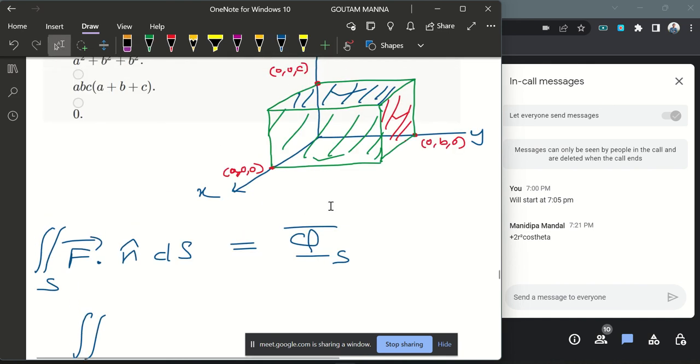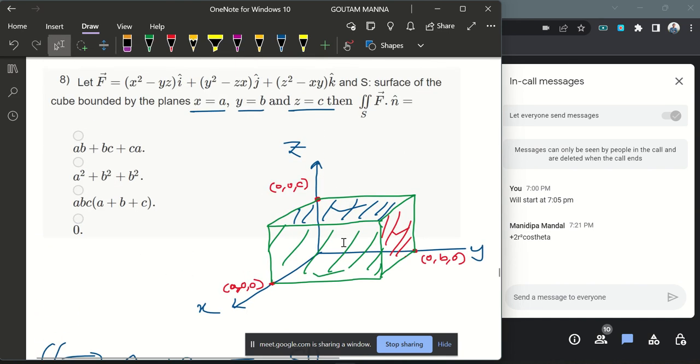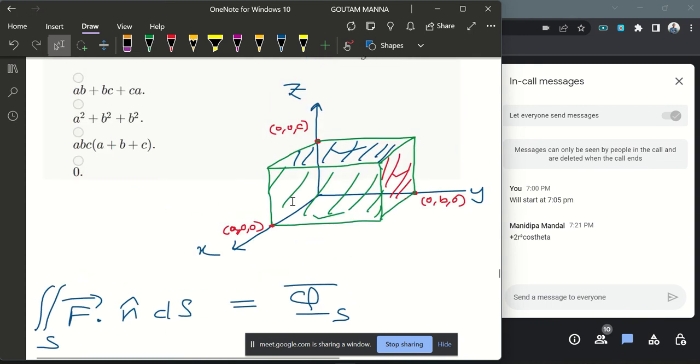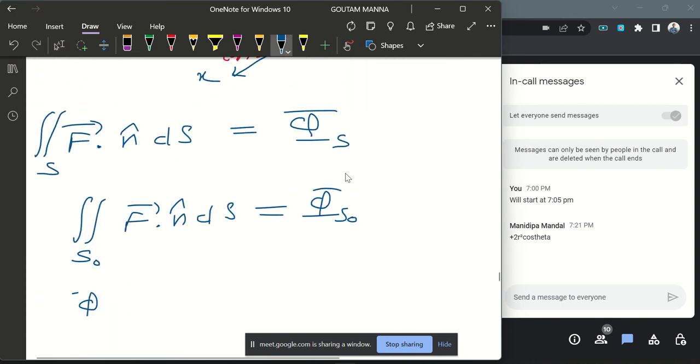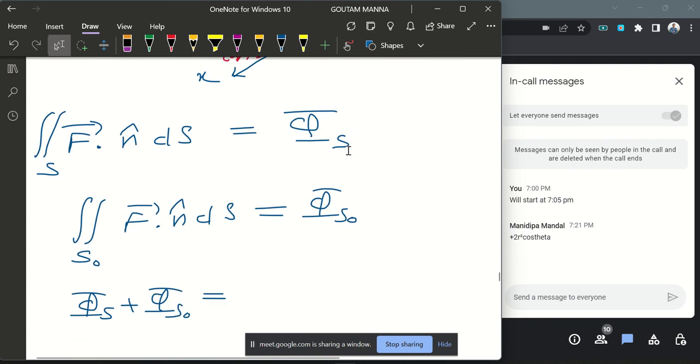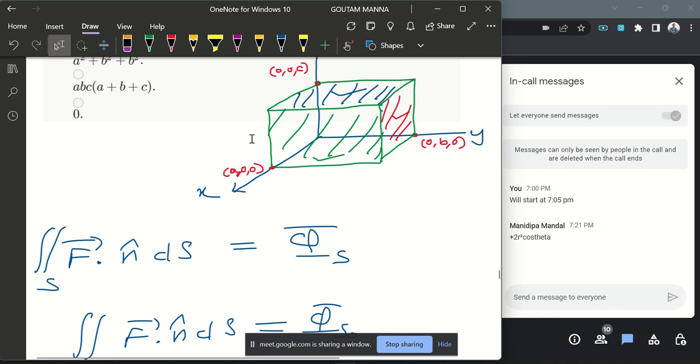If we do the surface integral along the other planes of this cube, that is the planes bounded by the xz plane, yz plane and xy plane, let's call it S0. So F dot n dS equals phi of S0. If we add phi of S plus phi of S0, it will cover the entire surface of this cube. So we get a closed surface, and we can apply the Gauss divergence theorem to convert this surface integral over the closed cube to a volume integral.